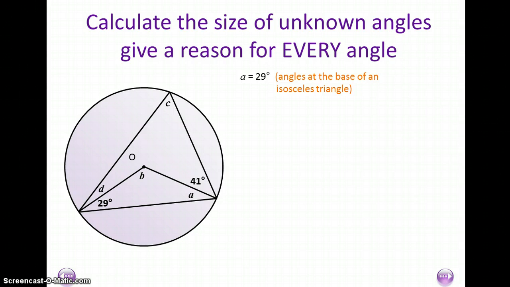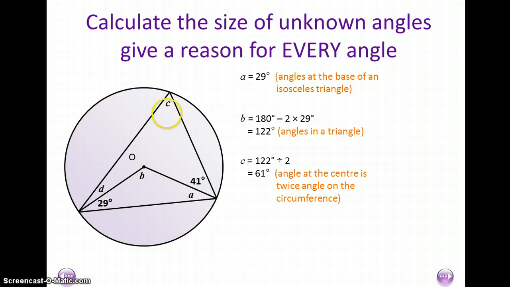Angle A is 29 degrees, because this line here is the radius of a circle, this line here is the radius of a circle, hence this triangle is an isosceles triangle, and angles at the base of an isosceles triangle are equal. Hence A is 29 degrees. B is 122 degrees, because angles in a triangle add up to 180. This is 29, this is 29, therefore B must be 122 degrees.